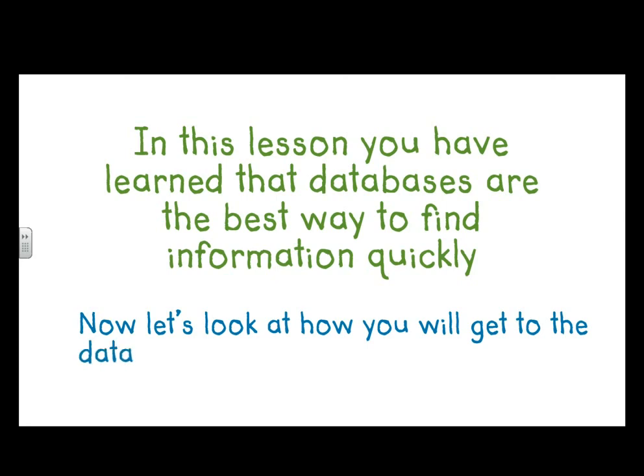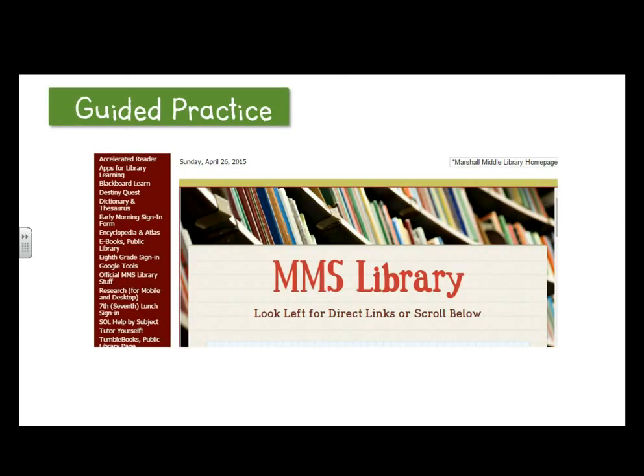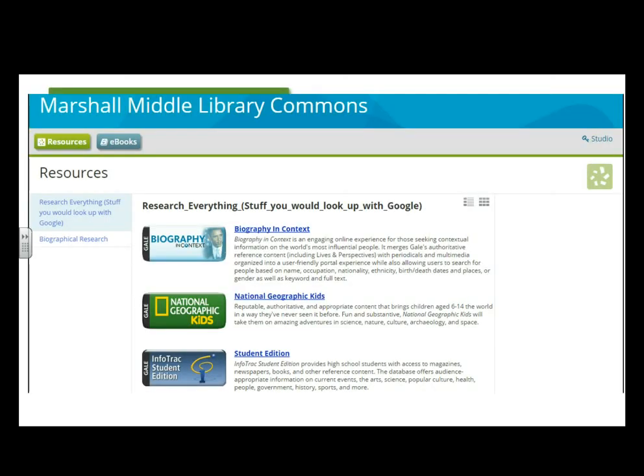Now, let's look at how you will actually get to the databases and search. Well, as always, we start at the beautiful, magnificent library homepage. Then we click on Research for mobile and desktop. That's because the research links will work on both mobile, as in your phone, or the desktop. So we're going to click on which database? Of course, Biography and Context.